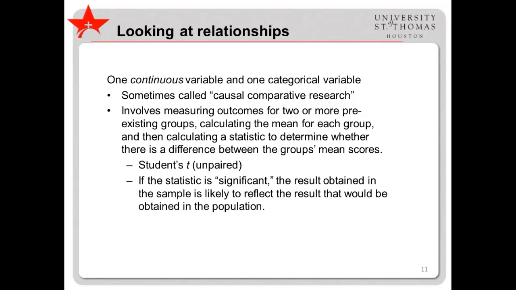The most common statistic for this type of study is Student's t, unpaired. Once Student's t is obtained, a statistical calculator will indicate whether the statistic is significant, which means that the difference between the means obtained in the sample is likely to reflect the difference that would be obtained in the population.